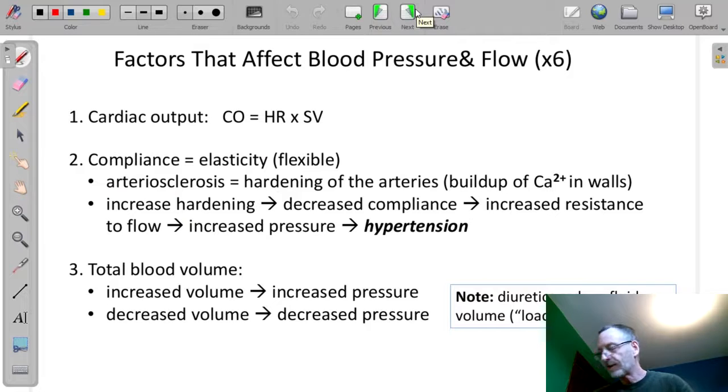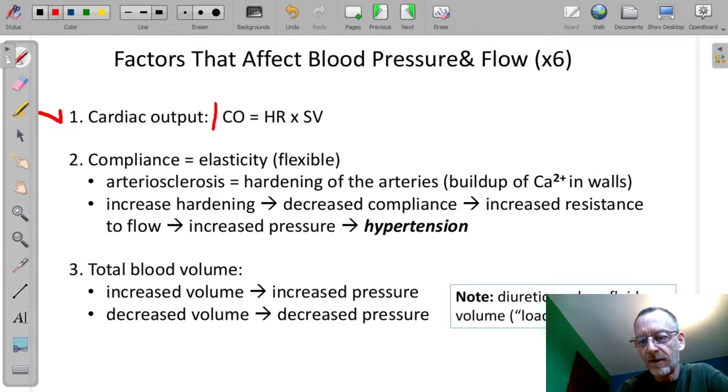All right. Well, that was fun. Here are a number of factors. There are 6 of them that I want to introduce you to. These are factors that affect blood pressure. So let's just work through them. Well, one thing, of course, that affects blood pressure is the cardiac output.